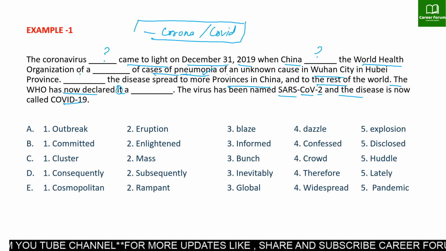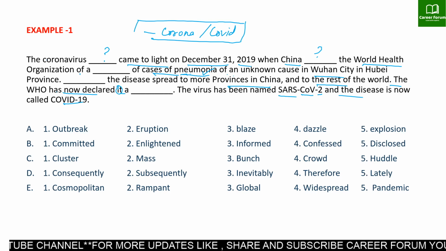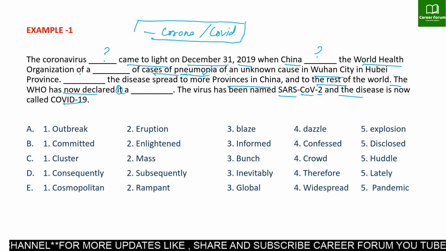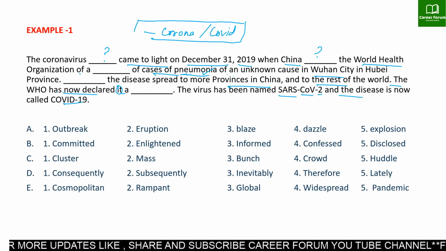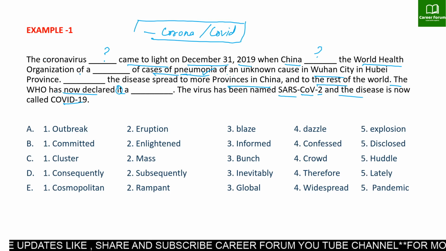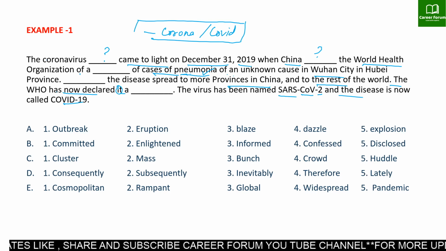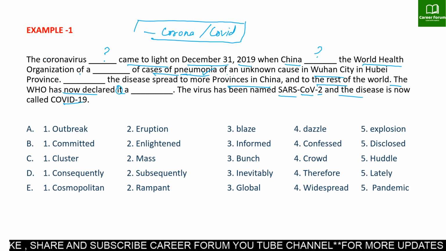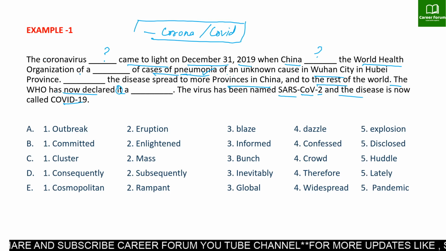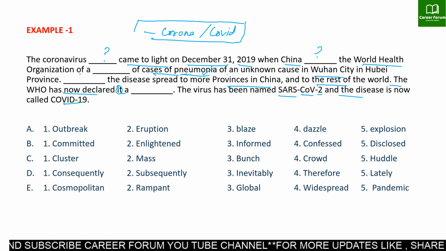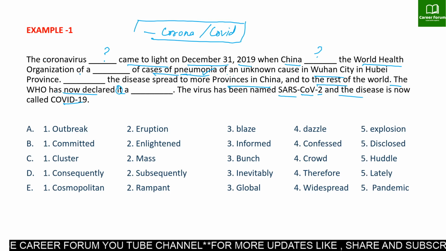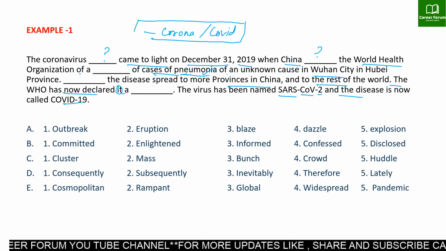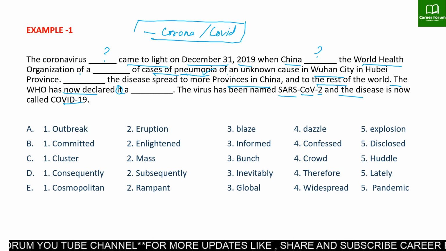When China told it to whom? WHO, and then the para talks about its spread to other regions in China and in other parts of the world. Due to its continuous spread, the WHO has declared it a worldwide disease. This is all about the paragraph. Okay, now we have to look at the options carefully to fill in the blanks.